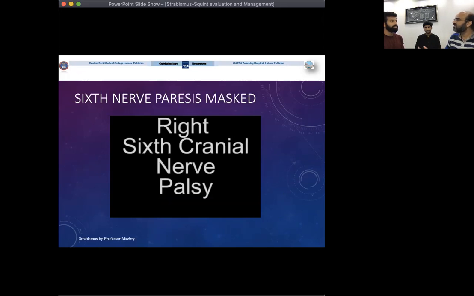Severity of paralysis. If it is total paralysis, it will not move at all. If it is partial paralysis, it may move a little. But definitely not like a normal comitant squint in a young child. So now you start picking up, this is an incomitant squint, some kind of paralysis is involved. So this was primary deviation.